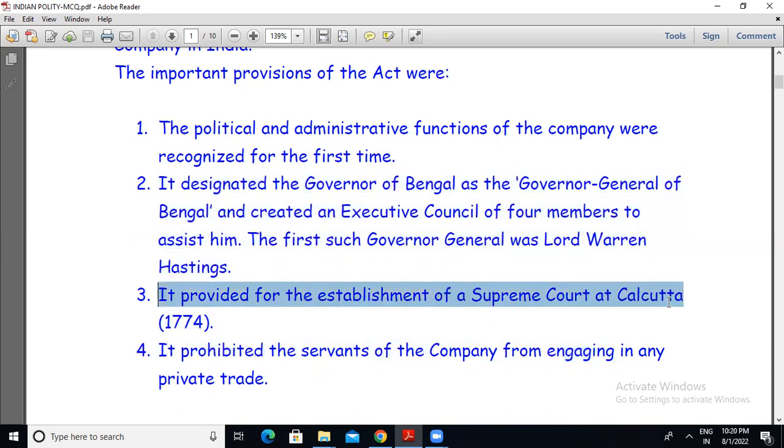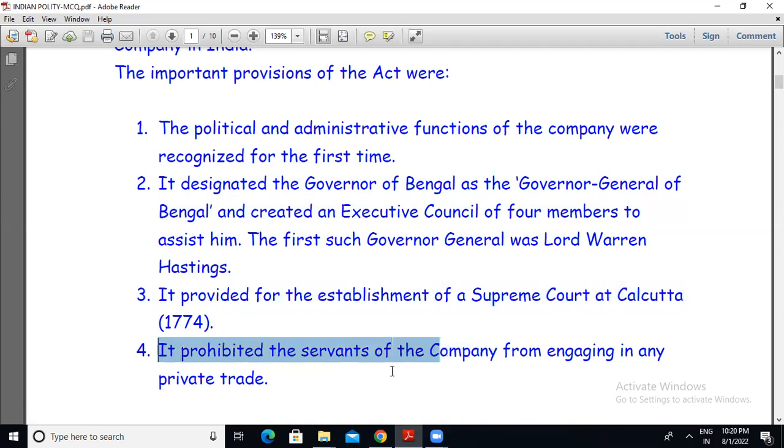This question was also asked many times, that which act provided for the establishment of a Supreme Court in India for the first time, that is the 1773 Regulating Act. Then it prohibited the servants of the company from engaging in any private trade. So this is also an important point.